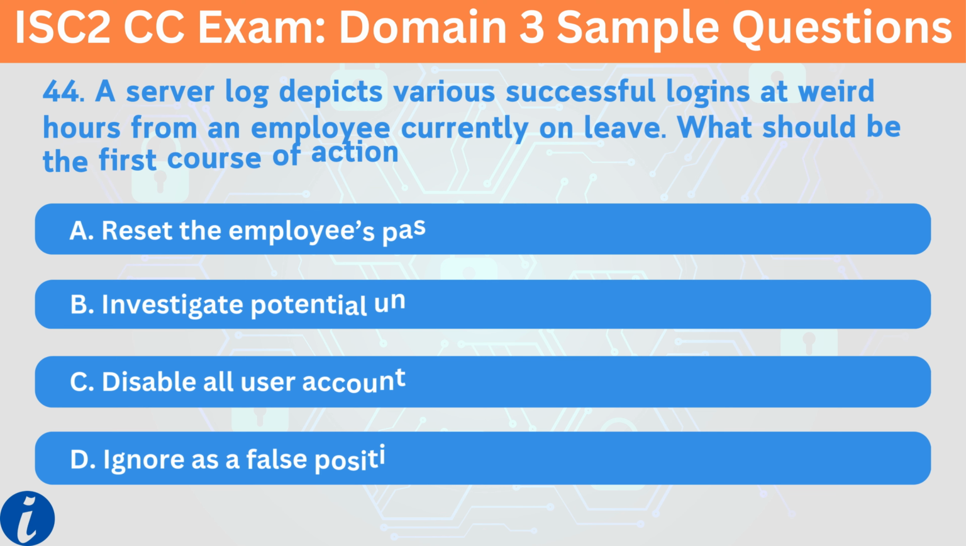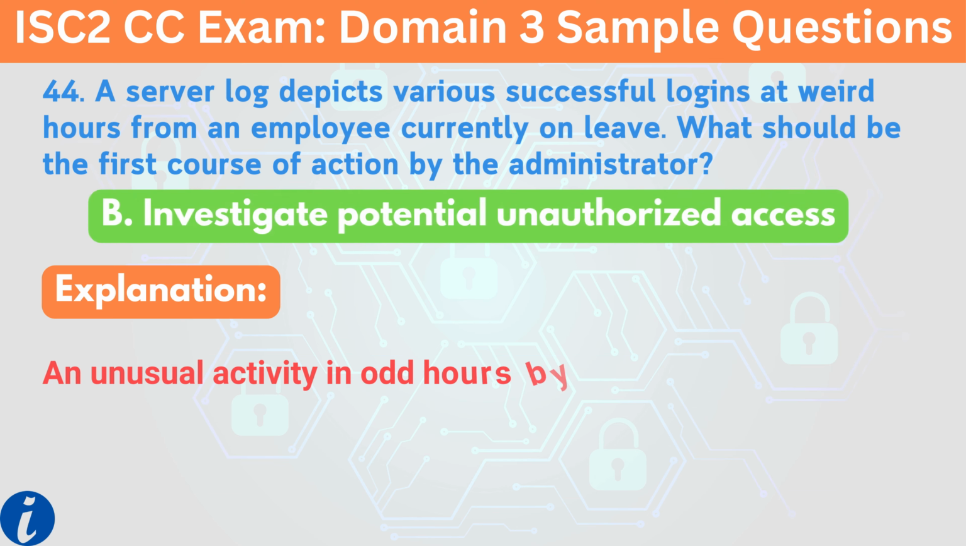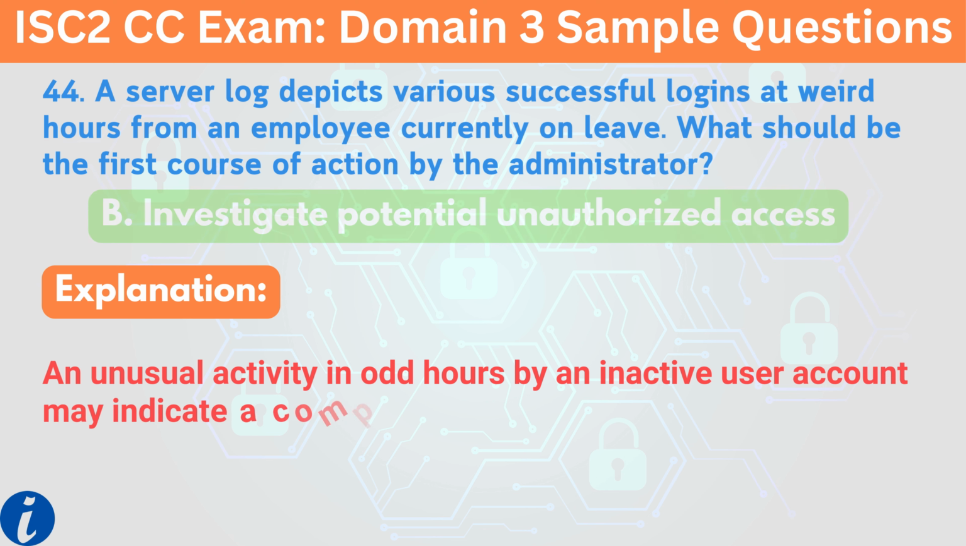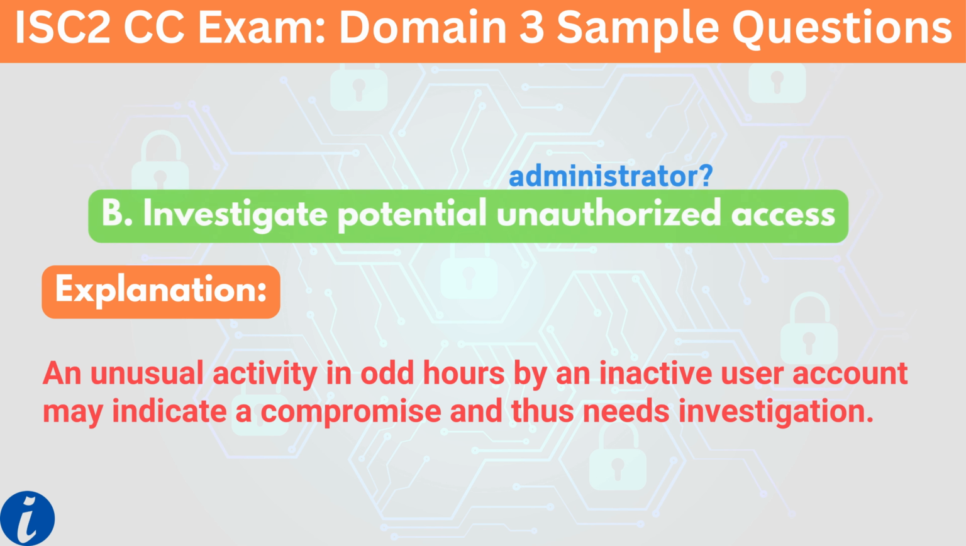44. A server log depicts various successful logins at weird hours from an employee currently on leave. What should be the first course of action by the administrator? A. Reset the employee's password. B. Investigate potential unauthorized access. C. Disable all user accounts. D. Ignore as a false positive. The correct answer is B. Investigate potential unauthorized access. Explanation: an unusual activity in odd hours by an inactive user account may indicate a compromise and thus needs investigation.